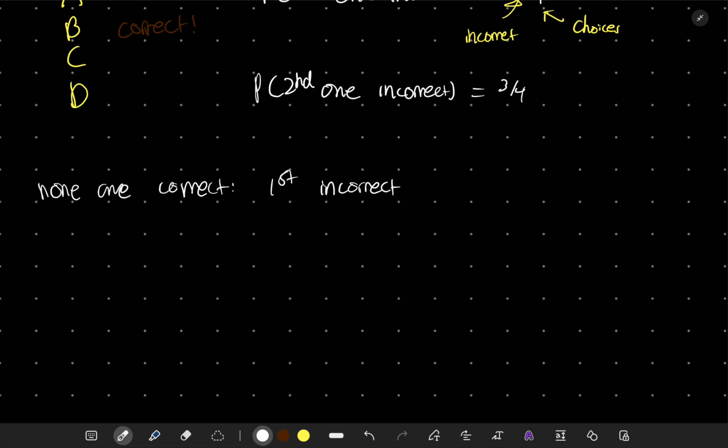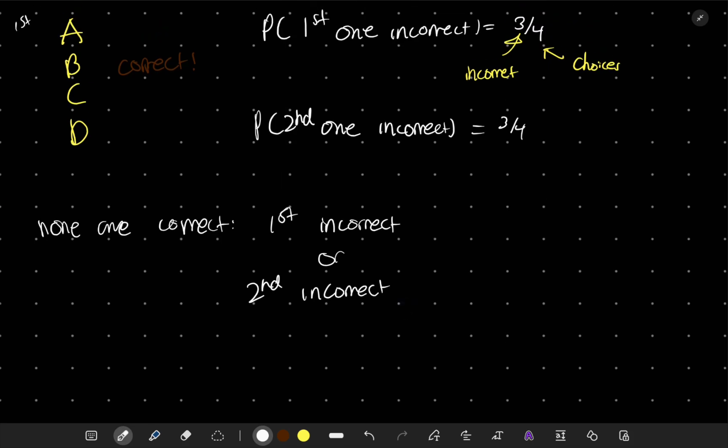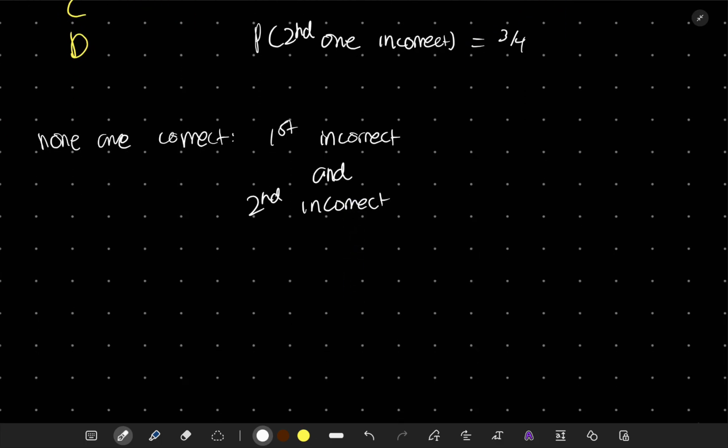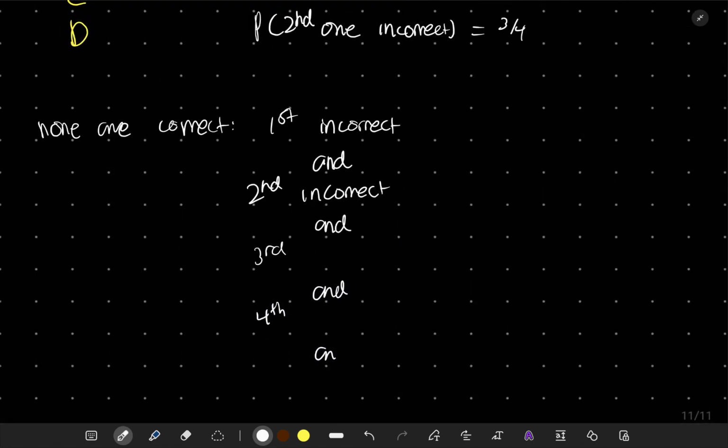And then I have to figure out if it's going to be and or or. I can't have or, because if I have the first one being incorrect or the second one incorrect, well, that means that it's not going to be none of them are correct, right? Because I have to have both of them be incorrect in order for me to make this claim. Same thing if I had the third one incorrect, and the fourth one incorrect, and the fifth one incorrect, and the sixth one being incorrect. So with that, we're going to use the and probability.